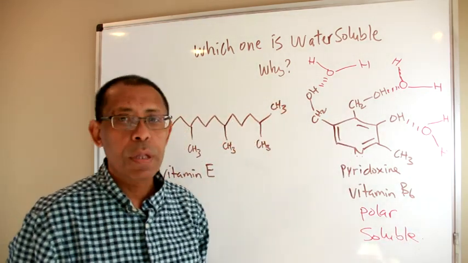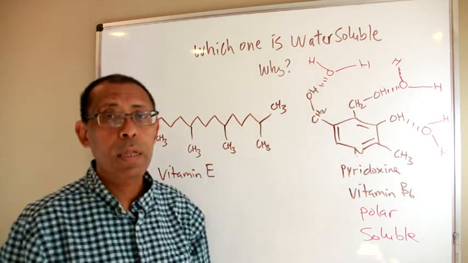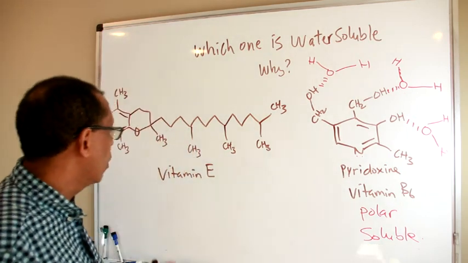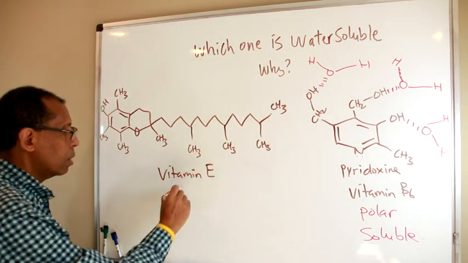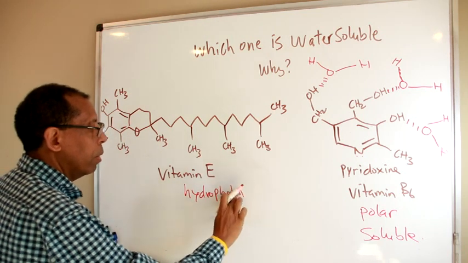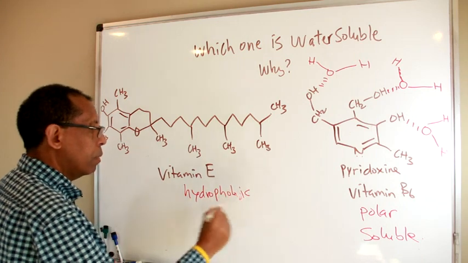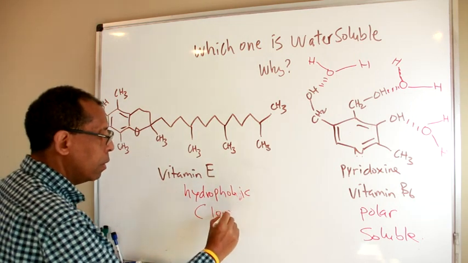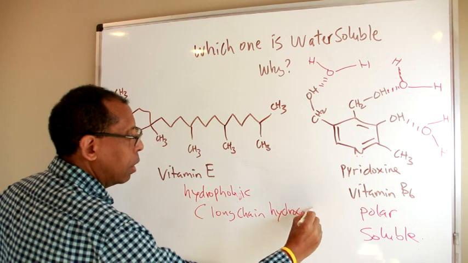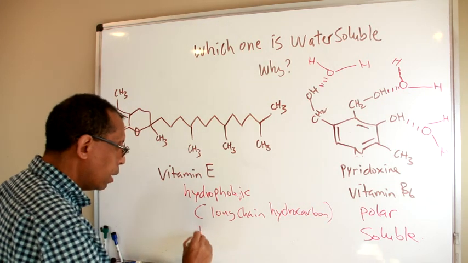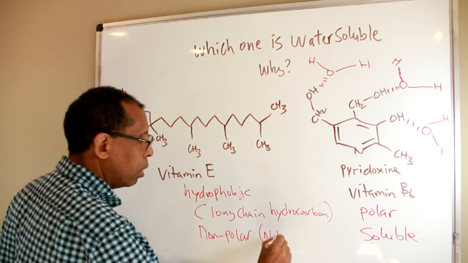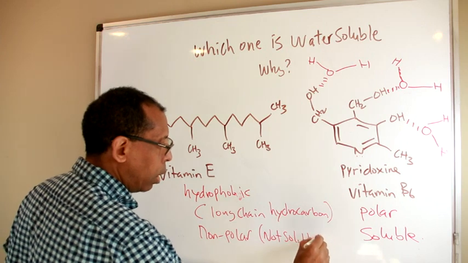So vitamin B6, based on the functional groups, has more polar hydroxy groups and would be more soluble in water, while vitamin E, which is hydrophobic because of the long chain of hydrocarbon, is non-polar and not soluble in water.